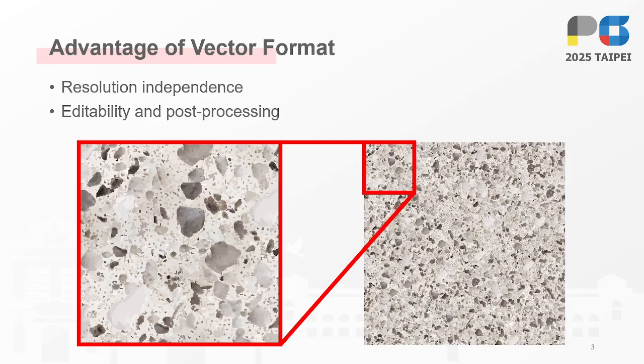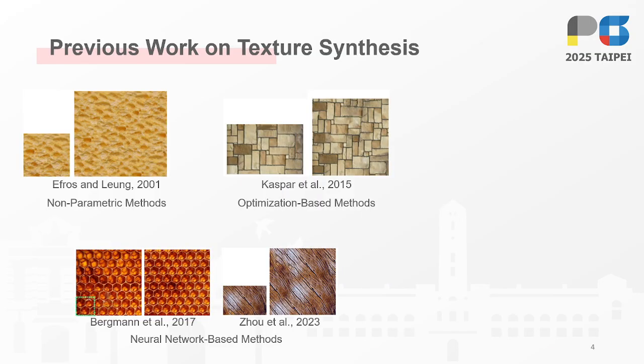So why vector? The advantage of a vector format is its resolution independence, editability, and post-processing. But we'll talk about this a little bit more later on. And now we'll discuss some previous works. Many previous methods take a raster exemplar and generate a raster result, and no current methods take a raster exemplar and generate a purely vector result.